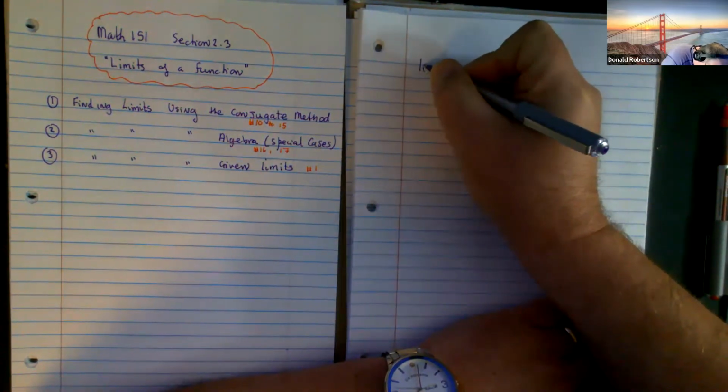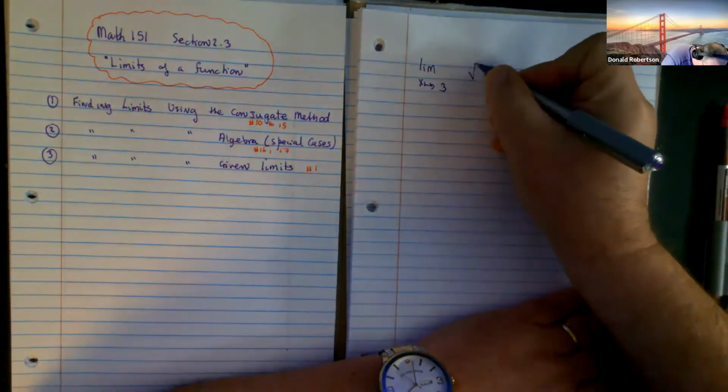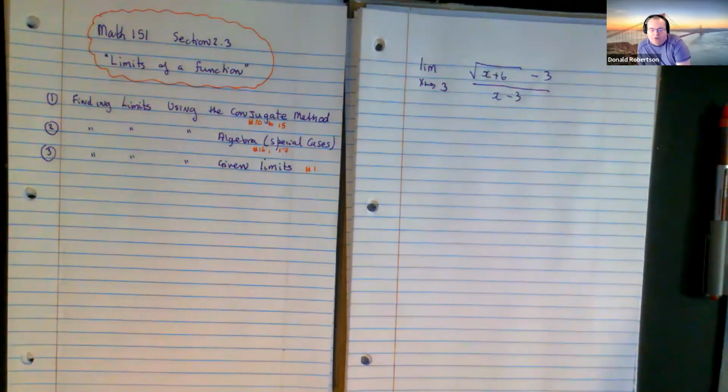Suppose you are being asked to find the limit as x tends to 3 of the square root of x plus 6, take away 3, over x, take away 3. There, I'm just trying to create the question on the fly.